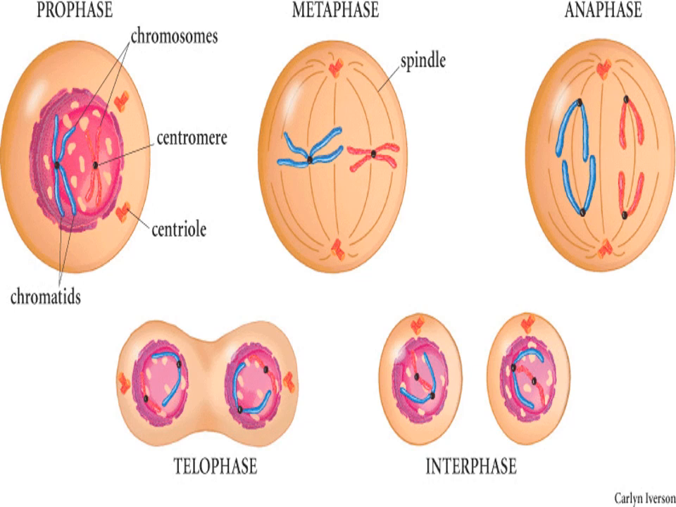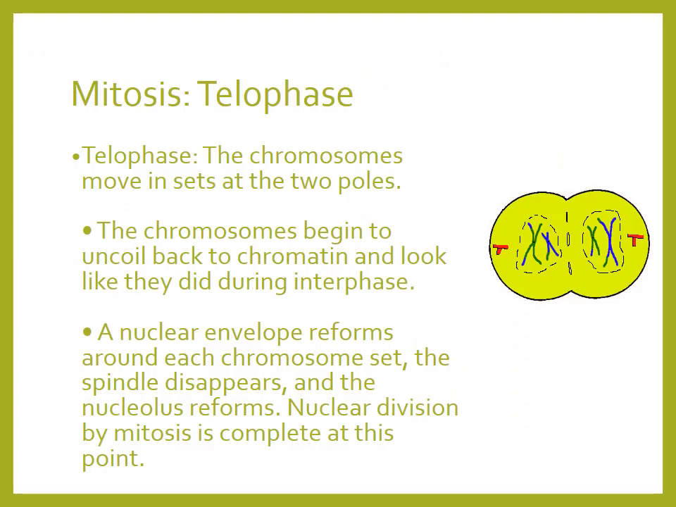Okay, so if you look at the top right, that's anaphase. The X's were split into half, basically, just split into two, and they move to each pole. The next one is telophase. Telophase, the chromosomes move in sets at the 2 poles.